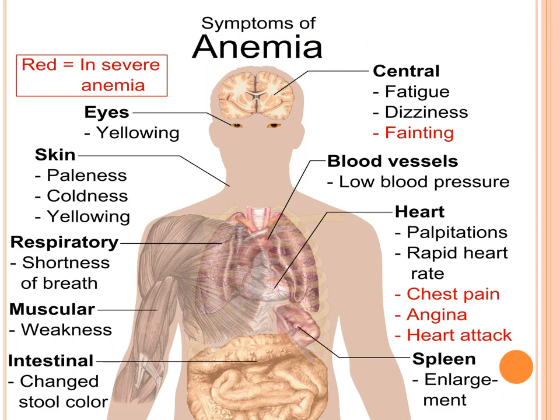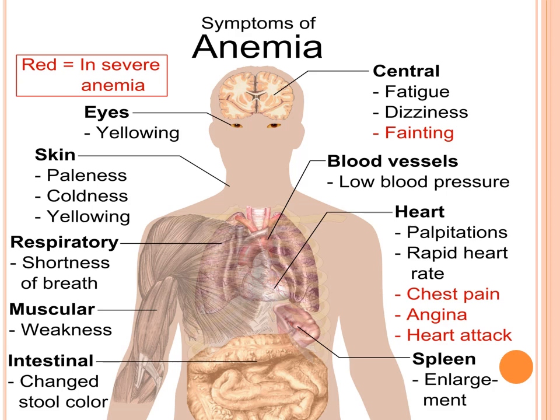Dear friends, you can see from the diagram what are the symptoms of anemia in different systems of the body. In eyes there can be yellowing, in skin there can be paleness, coldness, yellowing. In respiratory system there can be shortness of breath. In musculatory system there can be weakness. In gastrointestinal system there can be changed stool color. In central nervous system, due to anemia there can be fatigue, dizziness, fainting. In blood vessels there will be low blood pressure.